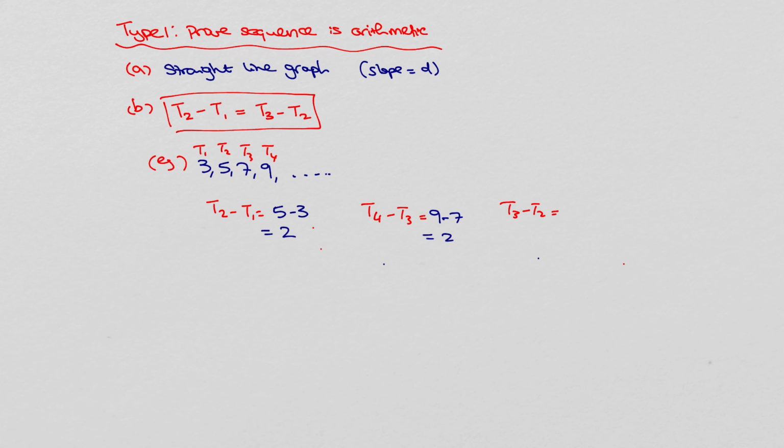Or I could even say T3 minus T2. I don't have to do this third set, obviously. And I'd have 7 minus 5, which is also 2. So you can do it for any two consecutive terms, and you should see we always get the same. But of course, you have to make a conclusion here. So we would say, therefore, T2 minus T1 is equal to T3 minus T2, which is equal to 2. Hence, sequence is arithmetic.